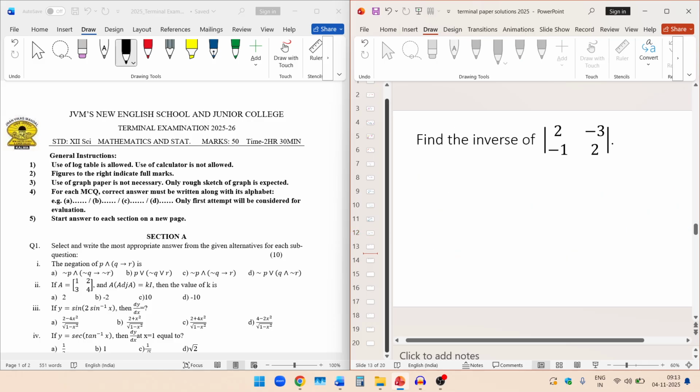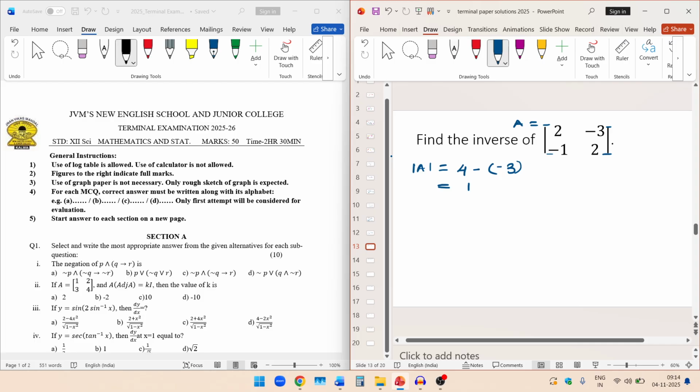Next question. Find the inverse of the matrix. Okay, this is very simple. First find out the magnitude. Let us say that this is matrix A, then the magnitude or determinant of this matrix will be 4 minus of minus 3. So the magnitude is 1. That means determinant of A is 1.